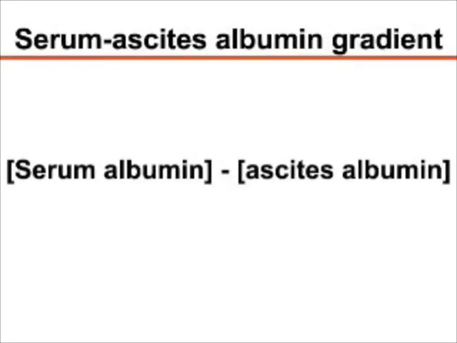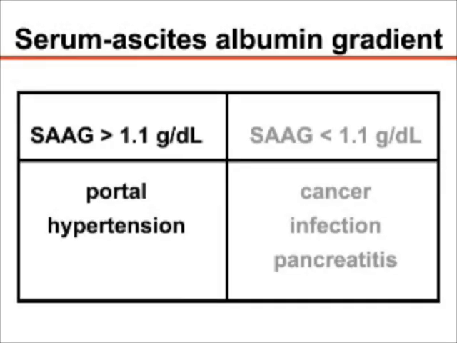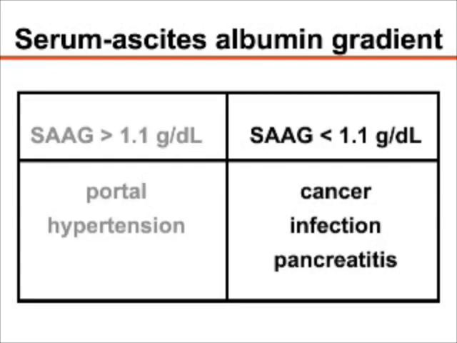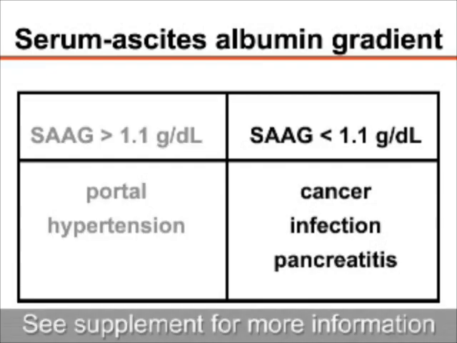Analysis of the fluid begins with a determination of the serum ascites albumin gradient. Gradients higher than 1.1 grams per deciliter indicate that the ascites is due to portal hypertension. Gradients less than 1.1 grams per deciliter suggest other causes, such as cancer, infection, or pancreatitis.